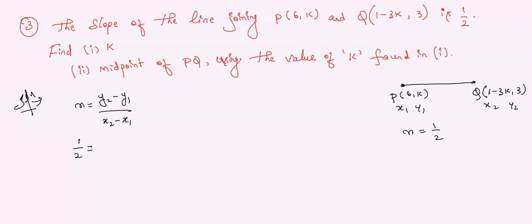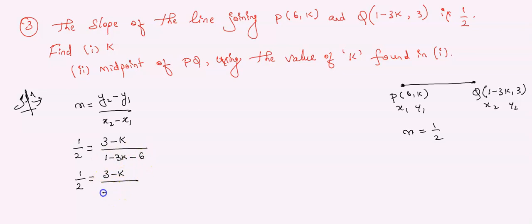Now, come back to the problem. y2 is 3 minus y1, y1 is k, divided by x2. The value of x2 is 1 minus 3k, minus x1. x1 is 6. Shall we simplify this? If we simplify this, 1 by 2 is equal to (3 minus k) by (1 minus 3k minus 6).